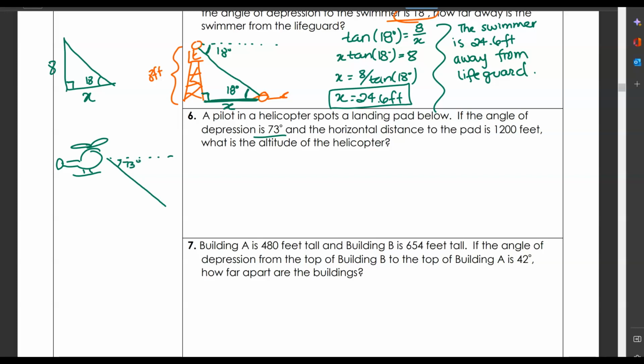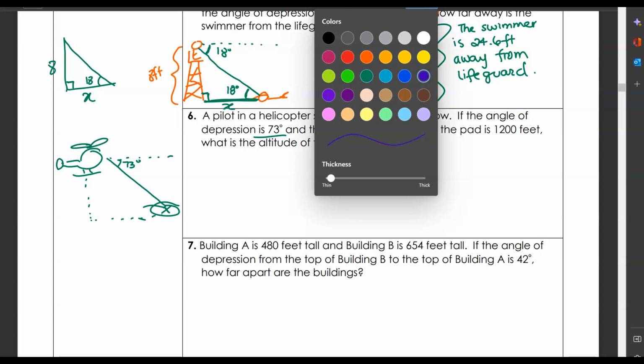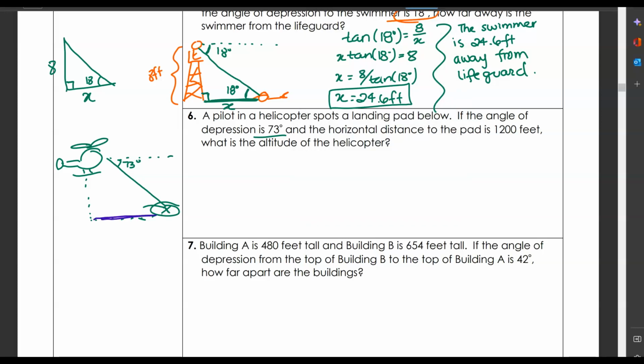And the horizontal distance to the pad is 1,200 feet. What is the altitude of the helicopter? So this is our landing pad, if you will. I'll say X marks the spot. So from our helicopter to that landing pad, we know that this is going to be 1,200 feet. So we want to know, well, what is this here? This becomes our X question, right?